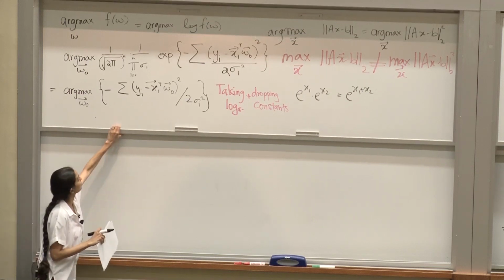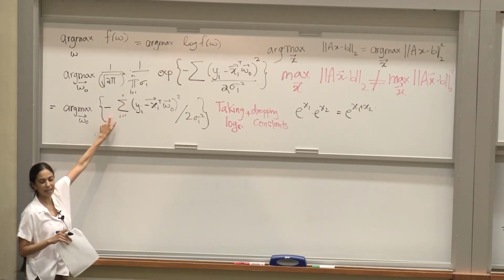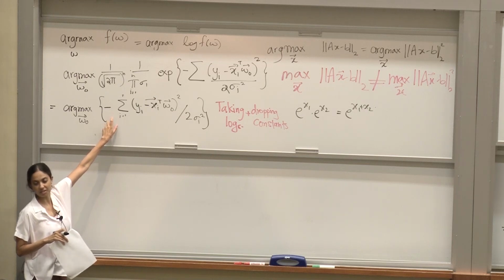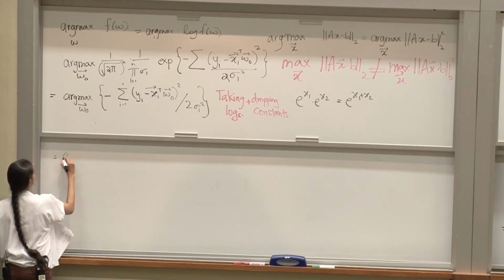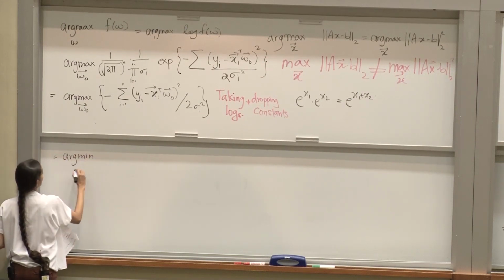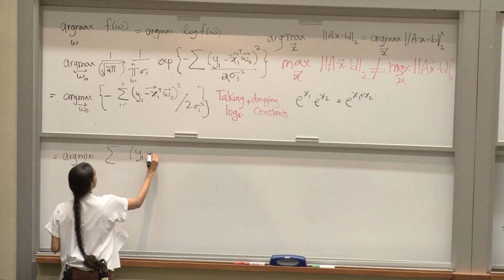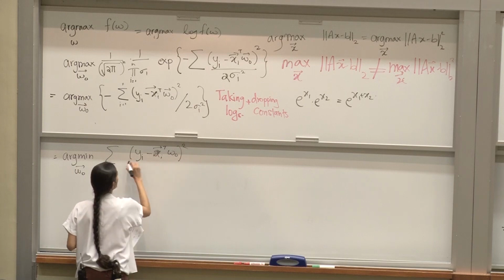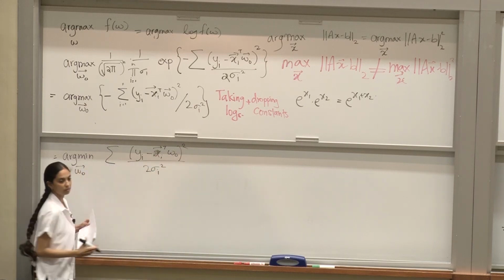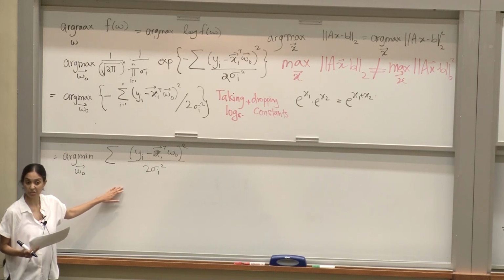What do we have? This is a sum. So if this is an argmax of a negative quantity, can I write this as an argmin? So this is the argmin over w naught of the sum of yi minus xi transpose w naught whole squared divided by 2 sigma i squared. Okay? But what is this? Is this almost exactly like our least squares cost?